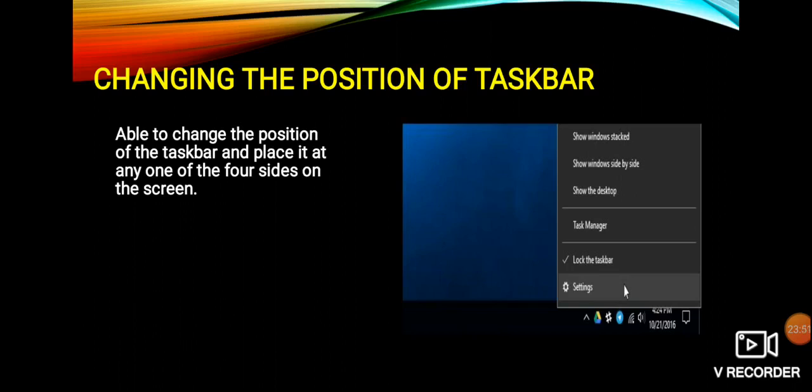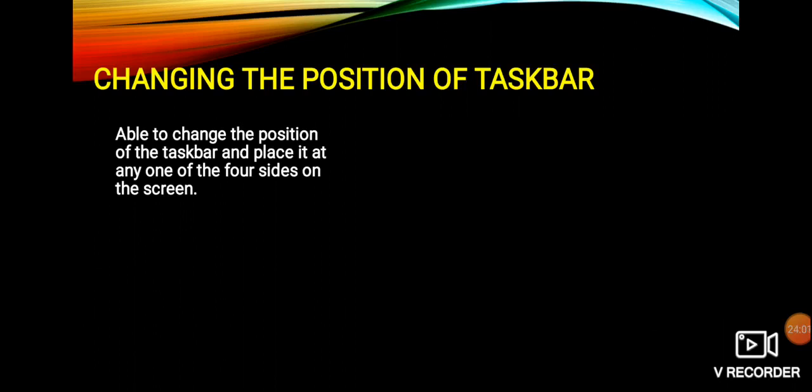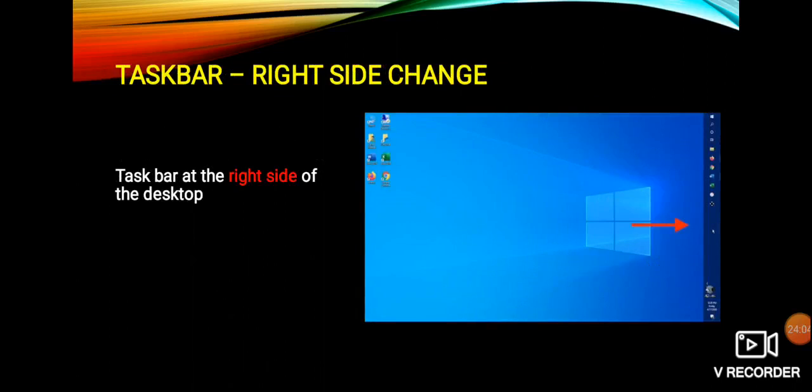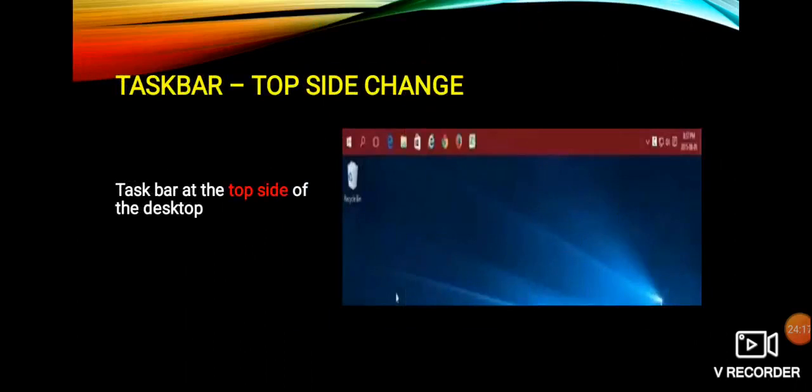To change the position of the taskbar, just unselect the lock the taskbar option. Okay, you can place the taskbar at any one of the four sides of the screen. I will show you the example. See here, the taskbar at the right side of the desktop. The red arrow indicates the taskbar at the right side of the desktop. Same way here, the taskbar at the top side of the desktop.